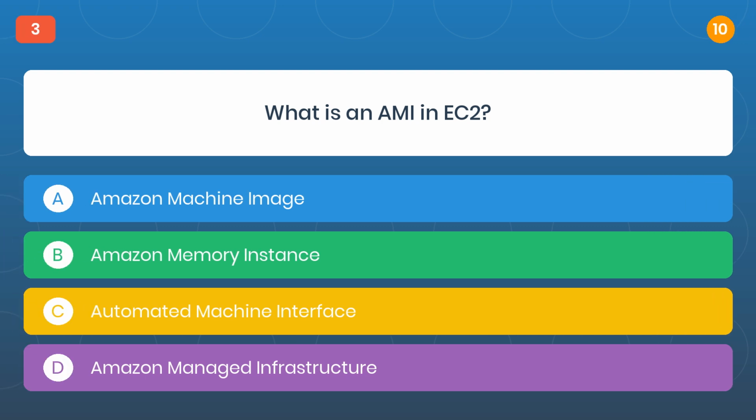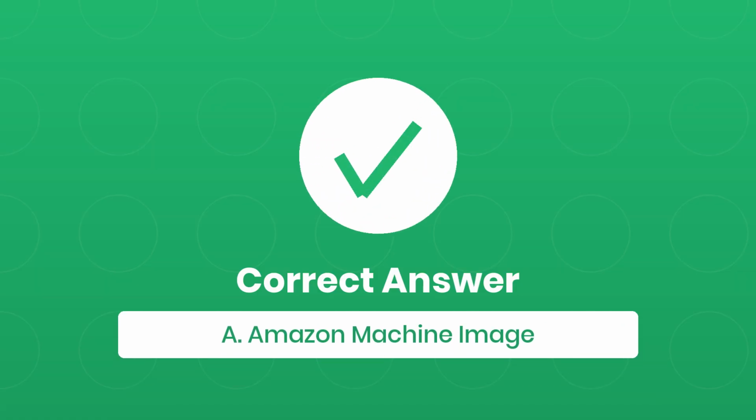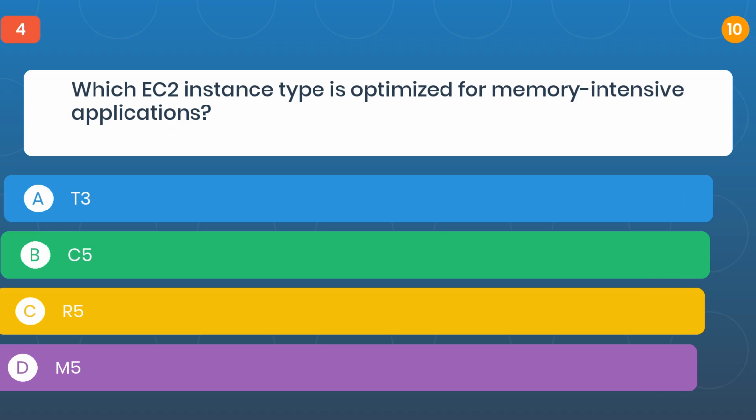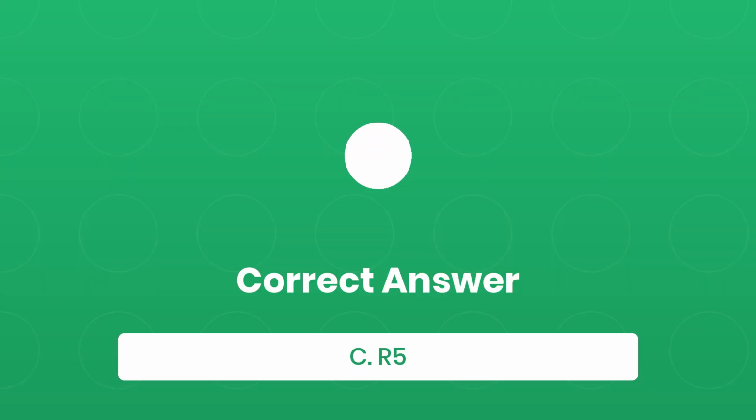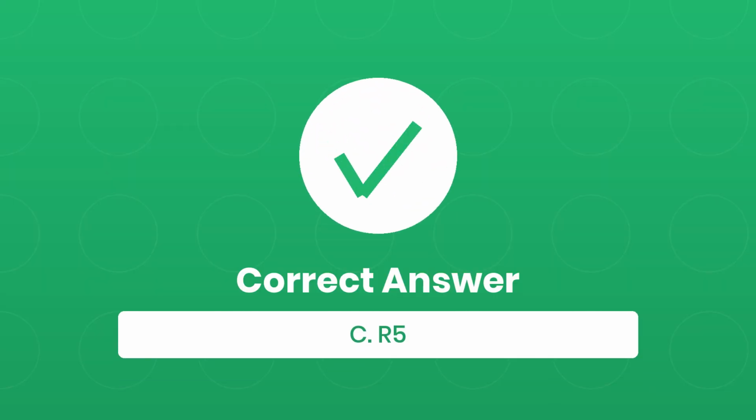Question 3. What is an AMI in EC2? The correct answer is A. Amazon Machine Image. Question 4. Which EC2 instance type is optimized for memory-intensive applications? The correct answer is C. R5.